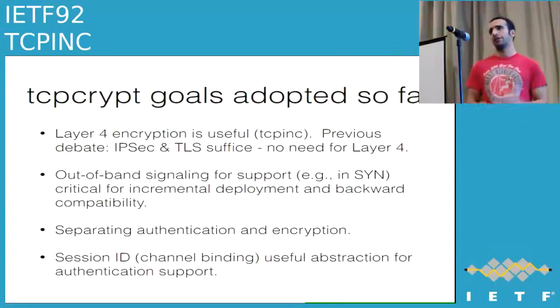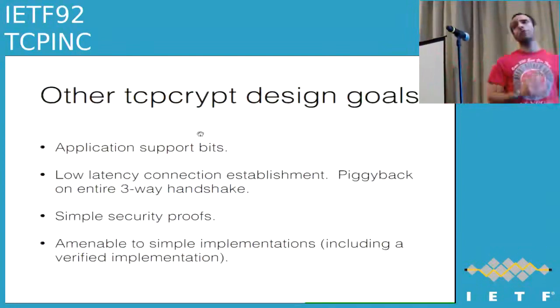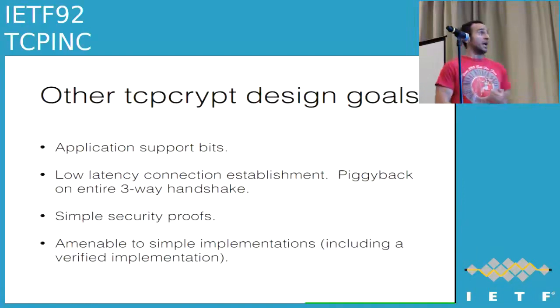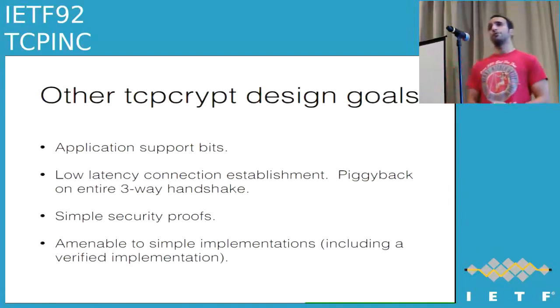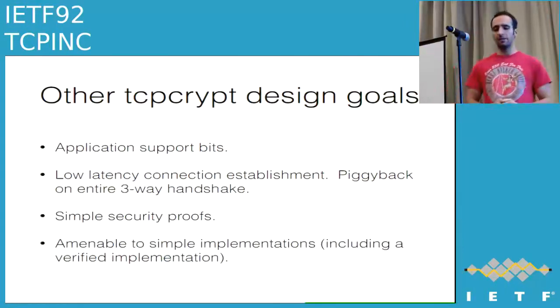Next slide. There are some other interesting design features in TCP crypt that we would personally not like to leave on the table. These are the things that still haven't quite been adopted, but we think they're important. The application support bits that I talked about briefly in the beginning are really important, because now we're fighting this battle of whether the other end supports encryption or not. And we're going to win it.